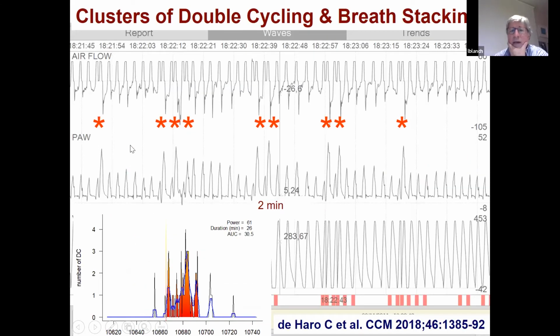Here we have a clinical example of breath stacking, showing clusters of double cycling or breath stacking, which is a period where the patient is fighting with the ventilator and has asynchronies. You will see here some short cycling, as I show, but in some of them, breath stacking due to double cycling, short cycling, and this all the time.